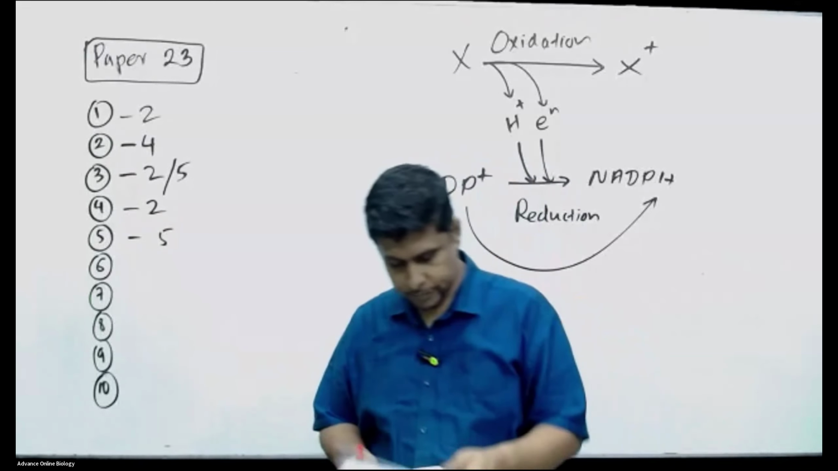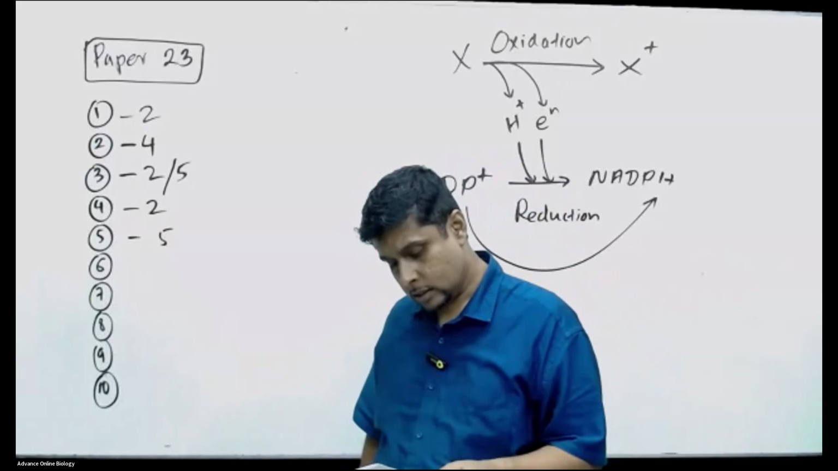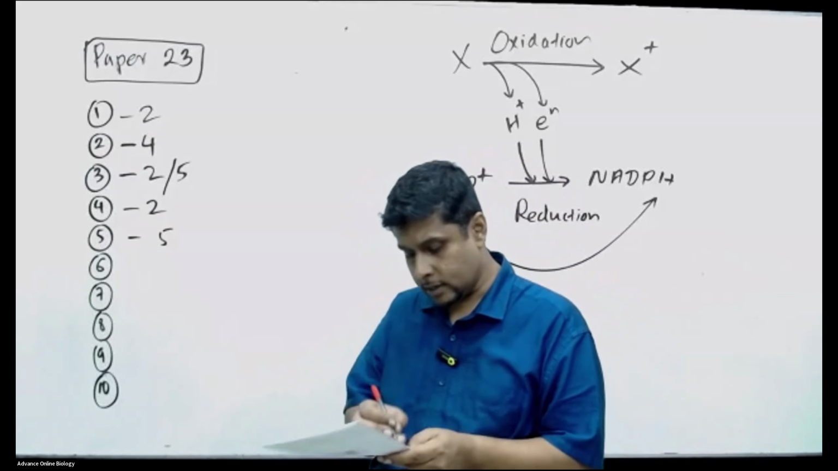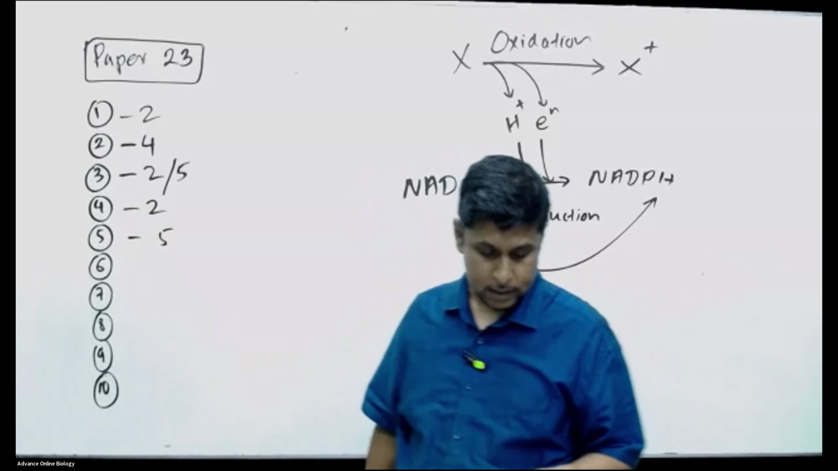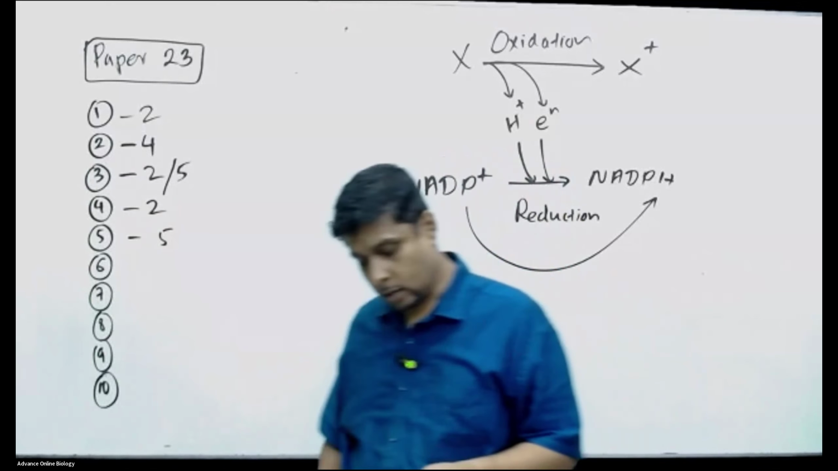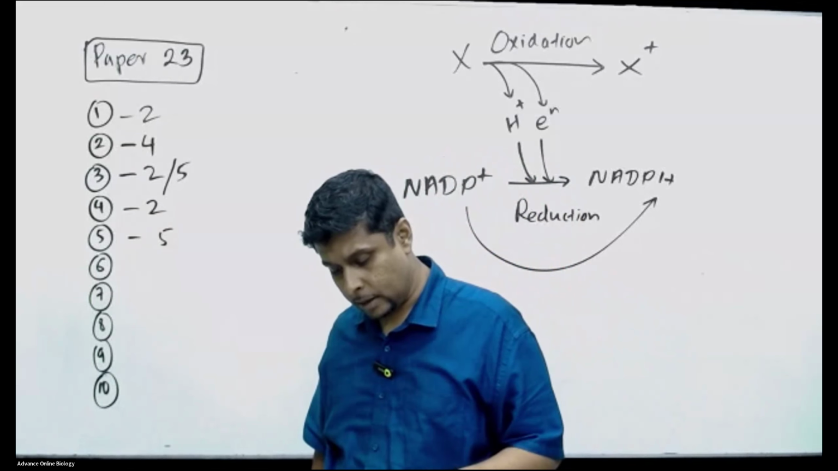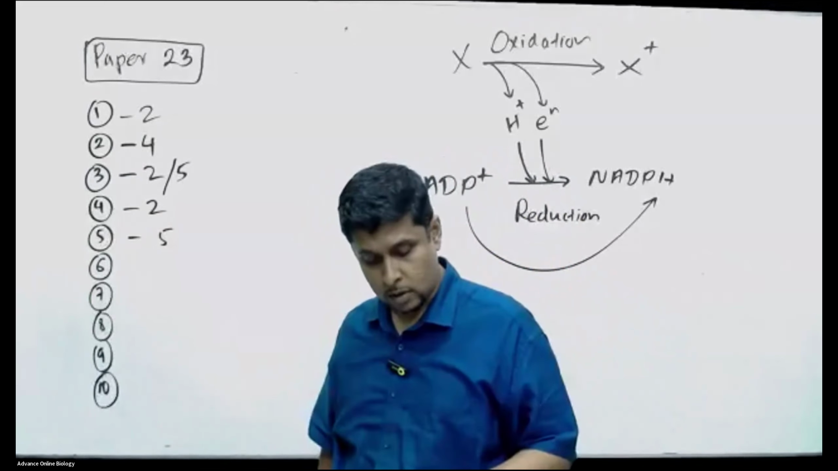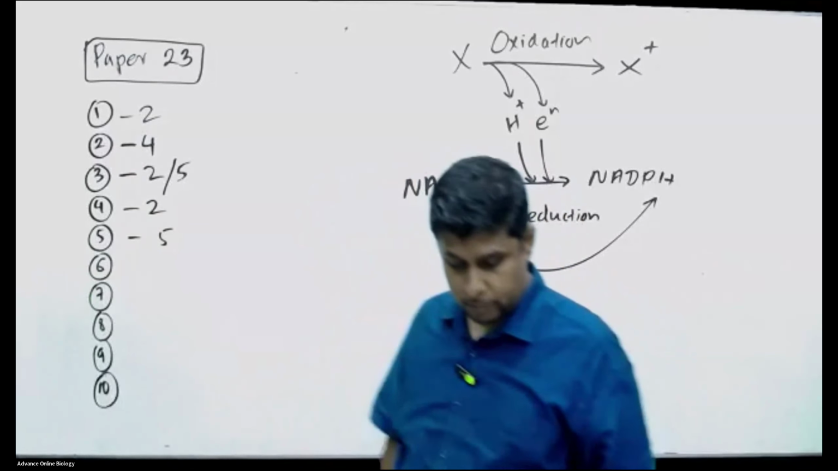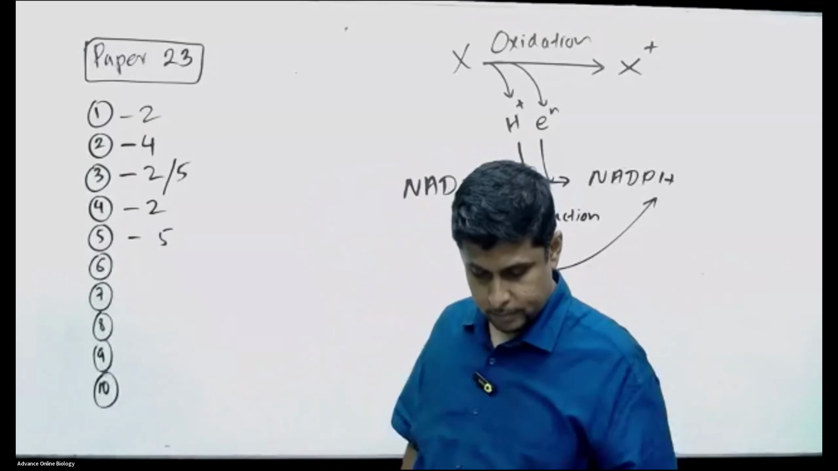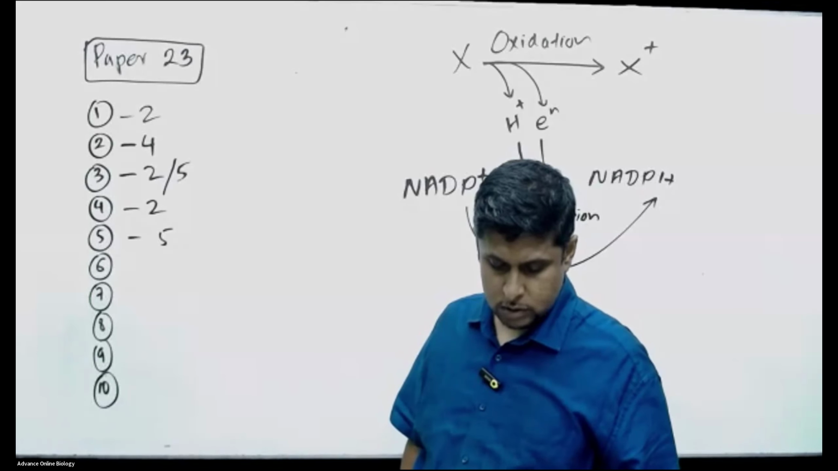Question number 6. Select the correct one regarding the Krebs cycle. One molecule of ATP is produced during this cycle by oxidative phosphorylation.